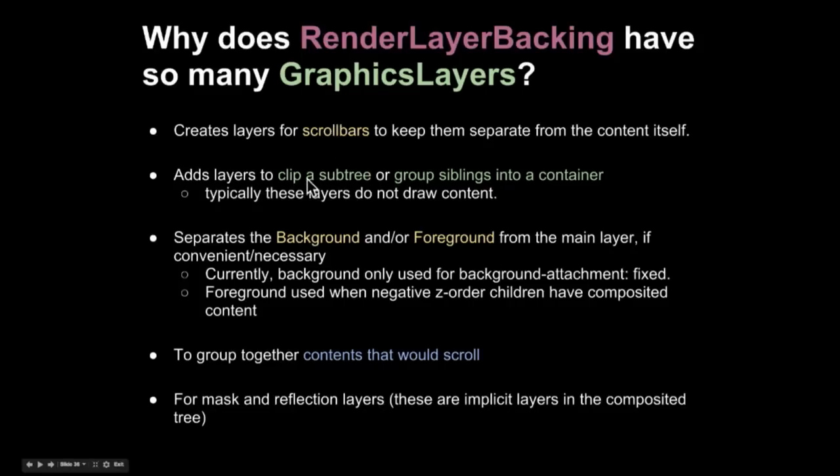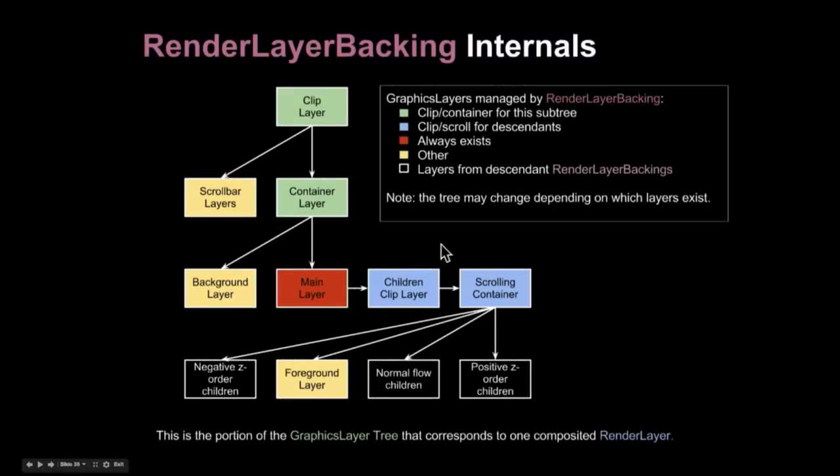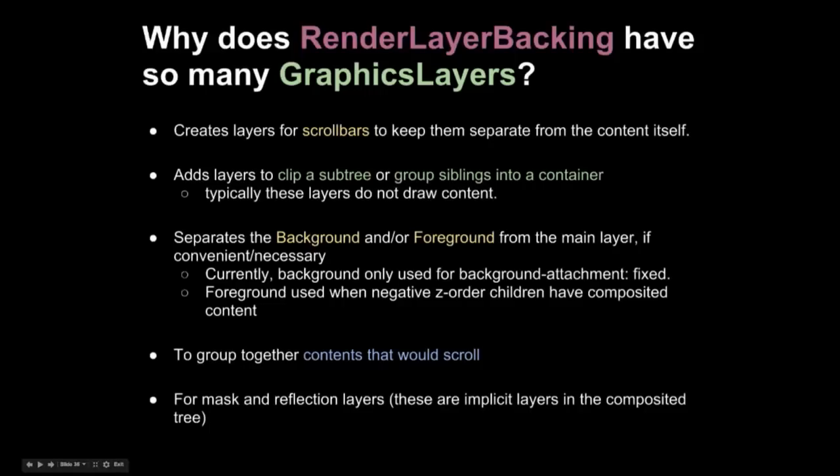And then, yes, as I said, clips, background, foreground, grouping things together, such as when you have contents that would scroll, you want to group them. Masks, reflections, these are actually implicit. If you look at the code, these are not actually represented as part of this tree, but rather each individual layer might contain a mask, a reference to a mask or a reference to a reflection.